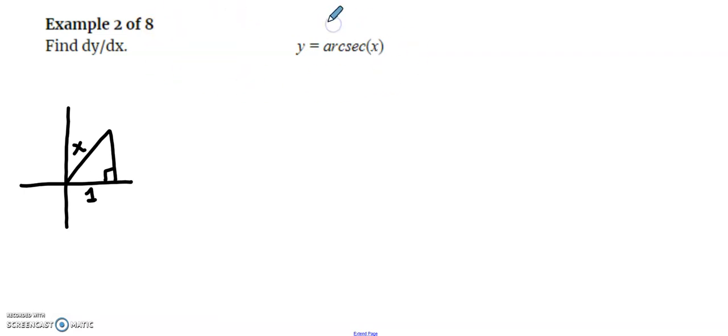I don't like that this says arc. So how do I get rid of the arcsecant? I take the secant of both sides.